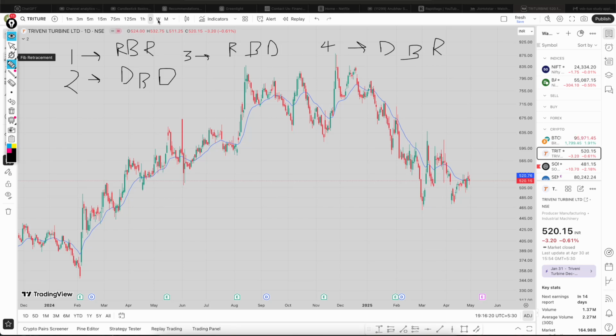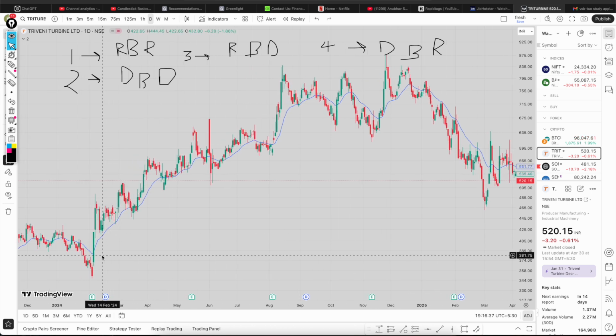So what we have to do right now is find these kinds of patterns in every time frame. We have to go from daily to 1 hour to 15 minutes to 5 minutes. That's it. 5 minutes should be the least time frame we want to work on. But let's start with the daily time frame, and let's see if we find some zones in this particular chart.